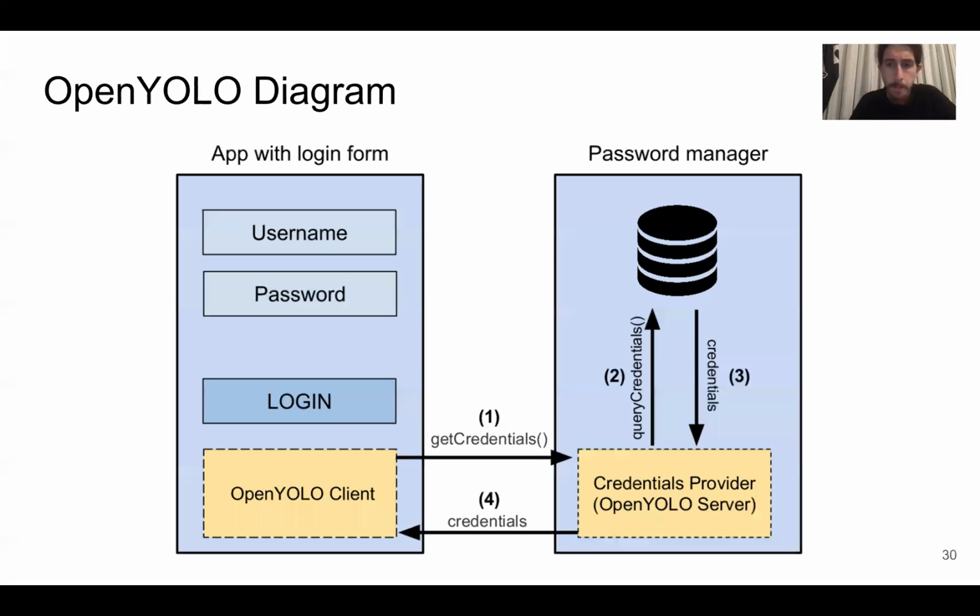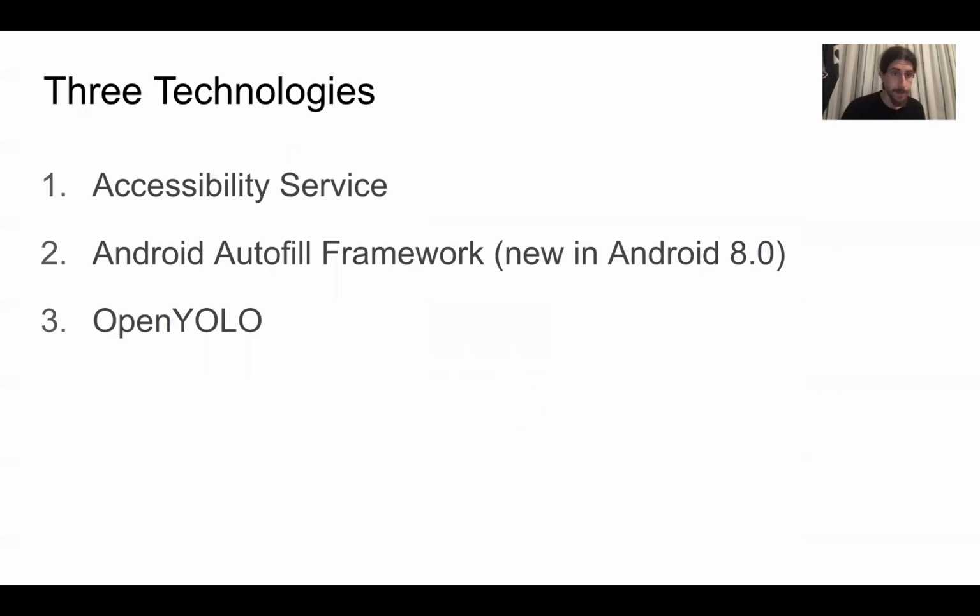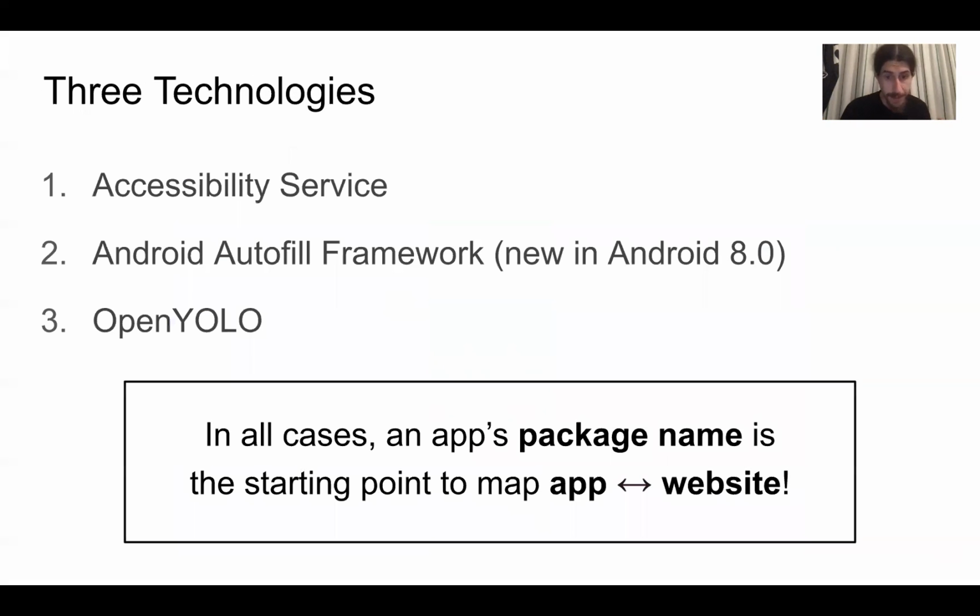Okay, so with the diagram, it works like this. As I mentioned, there is the OpenYOLO client, and then there is a credential provider. It's a kind of server, and the client asks, hey, can I please get the password? And if there is one, the server says, okay, here it is. And now the application, since this is called by the developer, can automatically get the answer and put it in the username and password fields, and maybe automatically click on the login button. Cool. And these were the three.